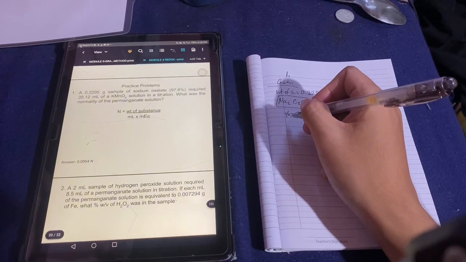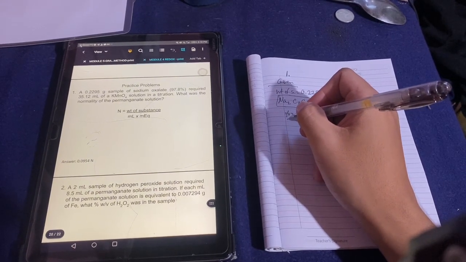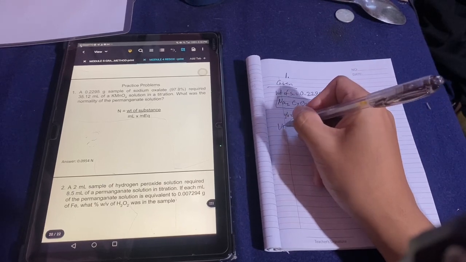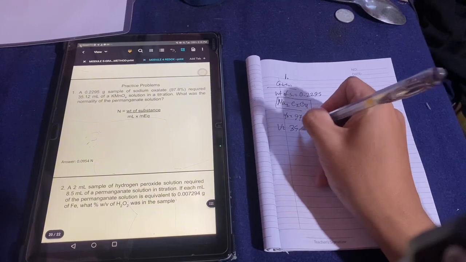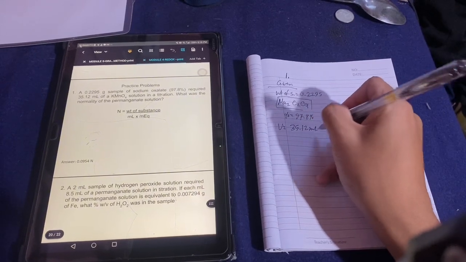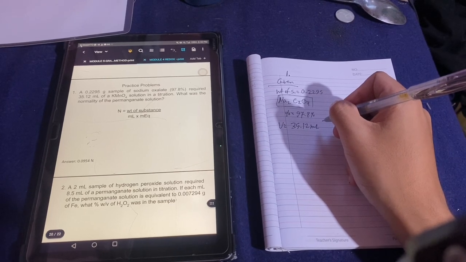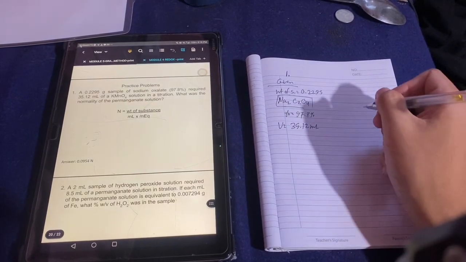So it says required 35.12 mL of potassium permanganate. So our volume is potassium permanganate, which is 35.12 milliliters. The solution in titration. What was the normality of the permanganate solution?